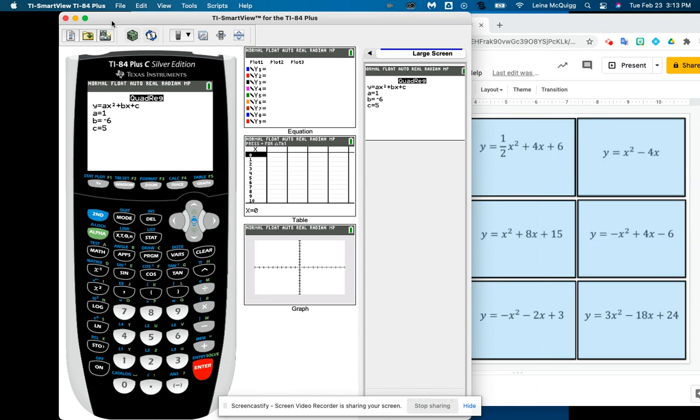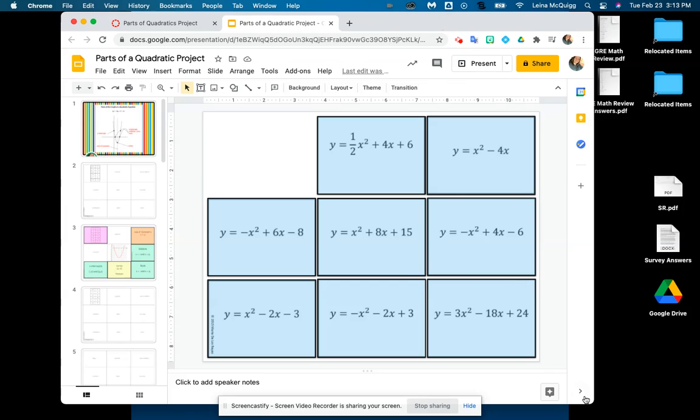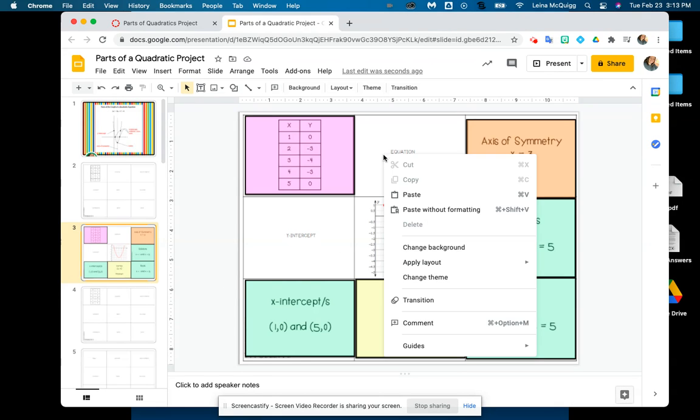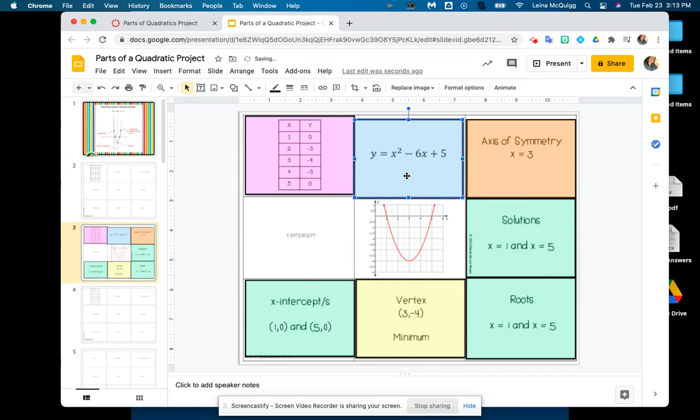I'm going to close my calculator out. I'm done with it for now. Maybe it'll make my computer go a little bit faster. Maybe that's what slows it down. Come back up here. I'm going to paste. This is the equation. So now the only thing I have left to do is find the y-intercept.